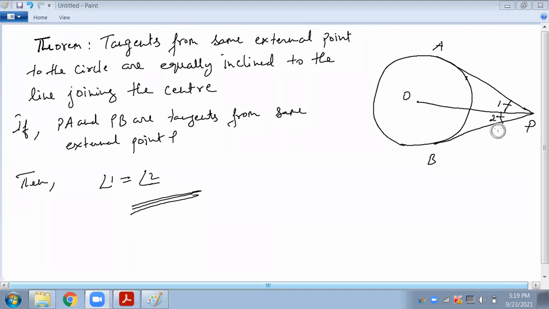If we have two tangents from the same external point, then they will be equally inclined. That means angle 1 and angle 2 will be equal. Okay, let's take the next one.